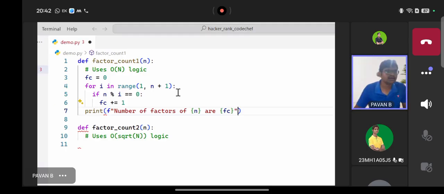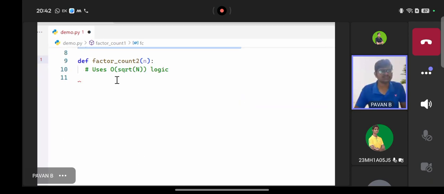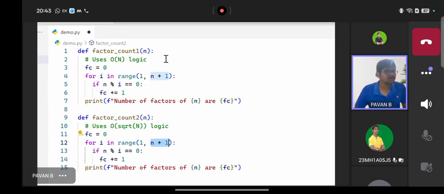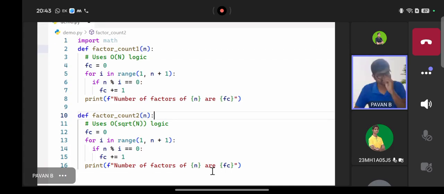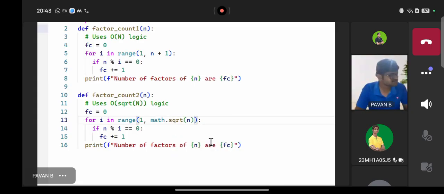Cool. Now let's do the same thing, but this time let us use the square root logic. In the square root logic, I don't go up to n. I will go up to square root of n. To do that, I'm using the math module, so that is import math in Python. If you are using Java, you need to write Math.sqrt. If you are using C++, you can use sqrt. So I need to find the square root of n, that is math.sqrt of n.